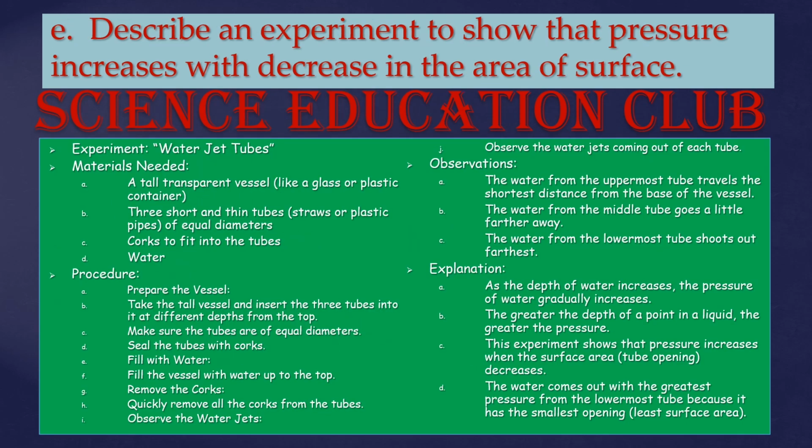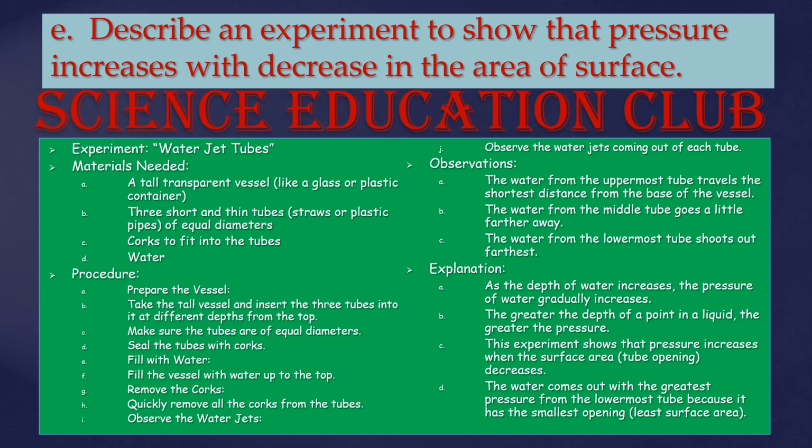Describe an experiment to show that pressure increases with decrease in the area of surface. Experiment: water jet tubes. Materials needed: a tall transparent vessel, 3 short and thin tubes of equal diameters, cork to fit into the tubes, water. Procedure: prepare the vessel, take the tall vessel and insert the 3 tubes into it at different depths from the top. Make sure the tubes are of equal diameters. Seal the tube with cork. Fill with water. Fill the vessel with water up to the top.